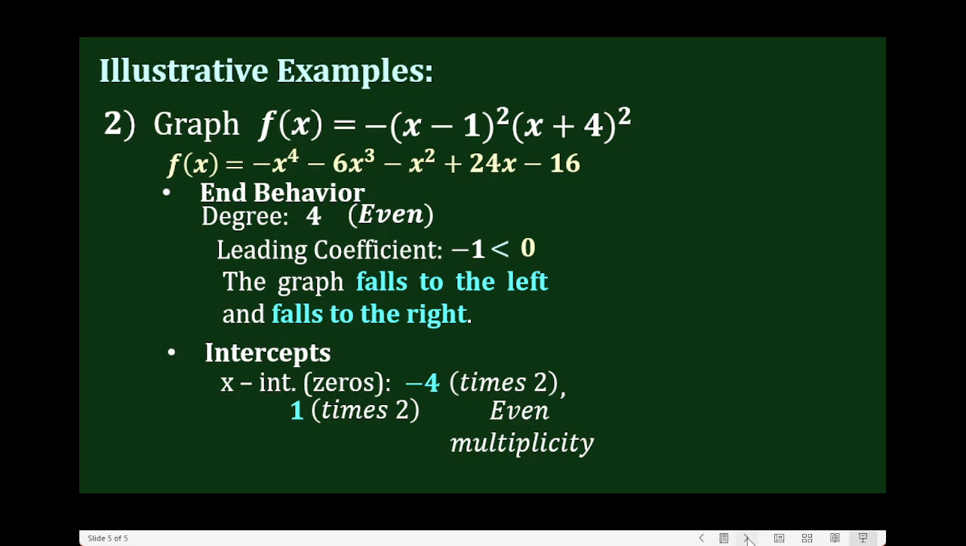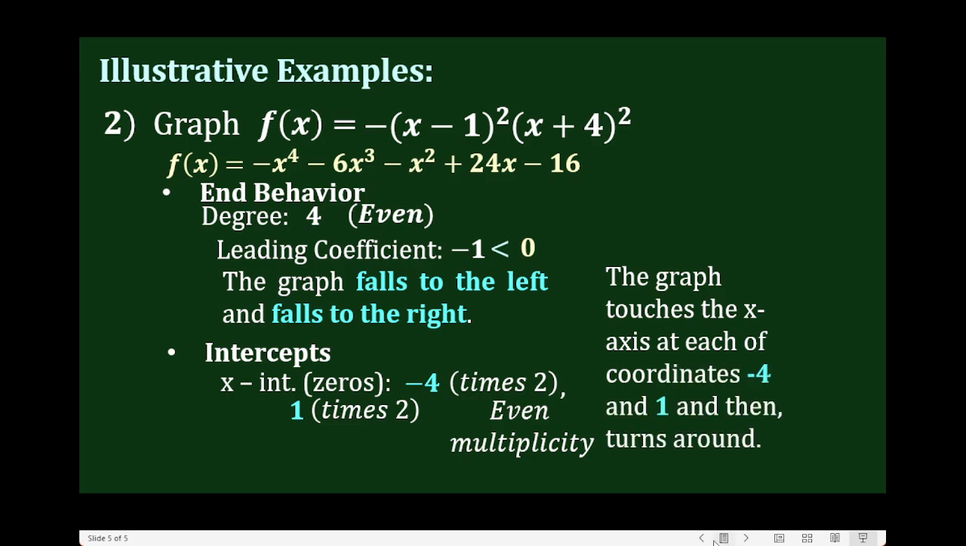And for the y-intercept, that can be easily determined if we're going to look for the constant term on the standard form of f of x, and that is -16. Of course, for the even zero multiplicity, since it's even for 2, it means that the behavior of the graph is what? The graph touches the x-axis at each of the coordinates -4 and 1, and from each coordinate, the graph will turn around. Okay?